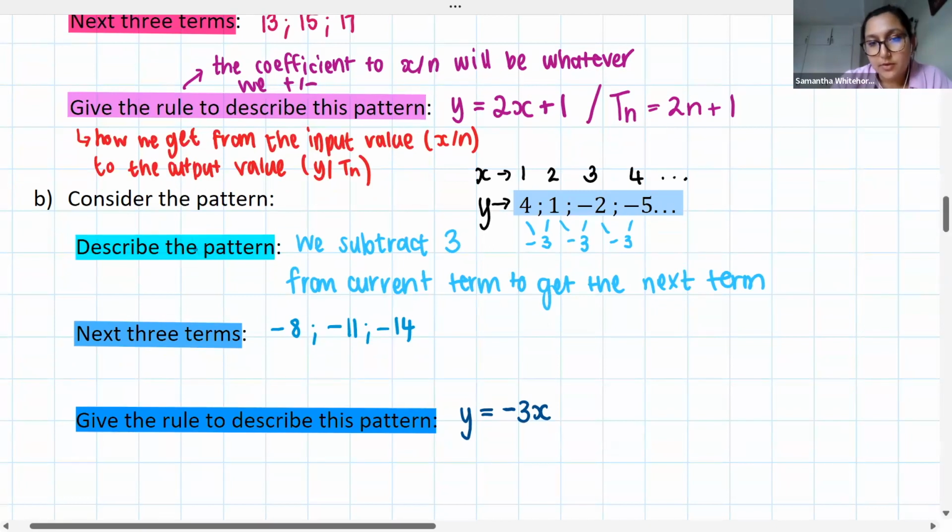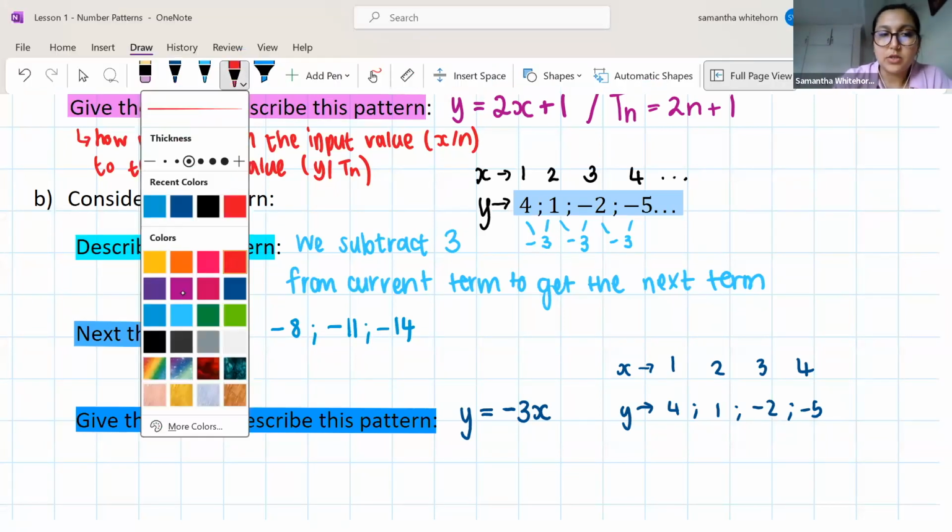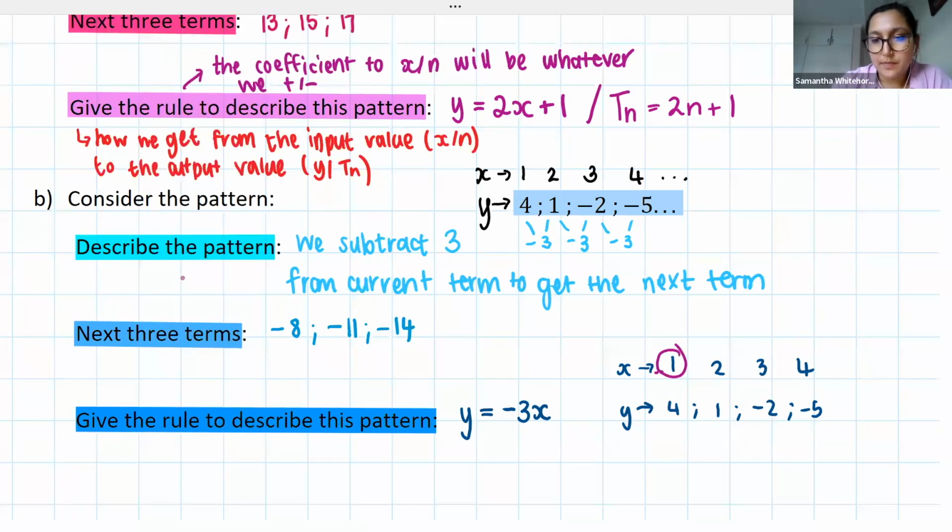Just for the sake of things being a little bit easier for me to have them right here, I'm going to rewrite our pattern: 4, 1, -2, -5, and this was the first, the second, the third, the fourth. Okay, so we have already established that we are going to take this 1 and times it by -3. Now 1 times -3 gives us -3. We want +4. So I have to add 7 to that.